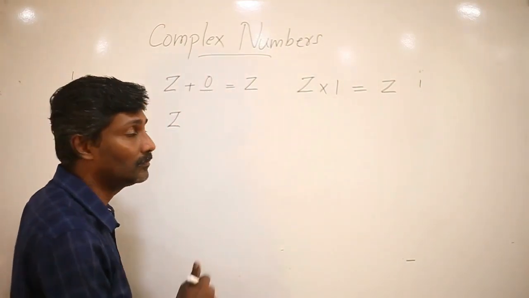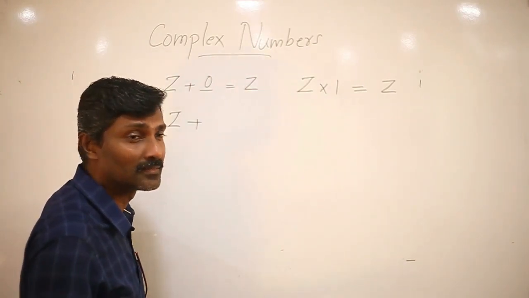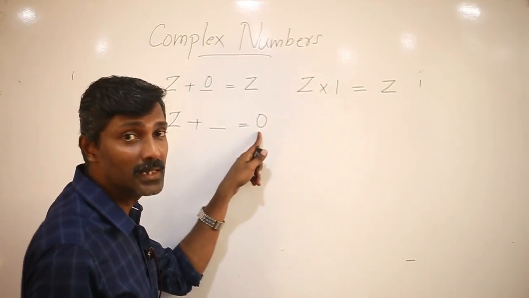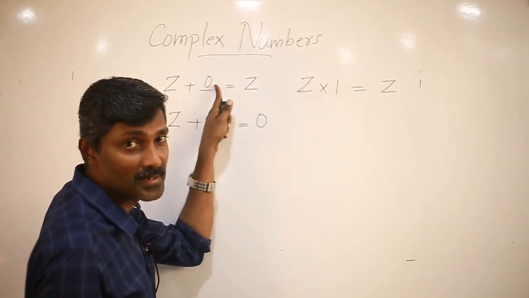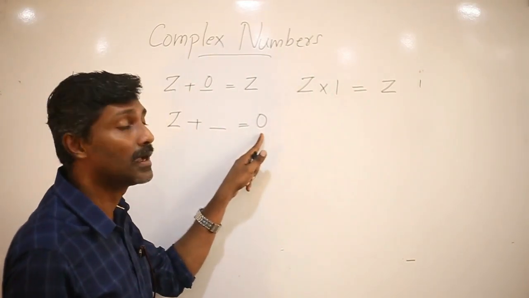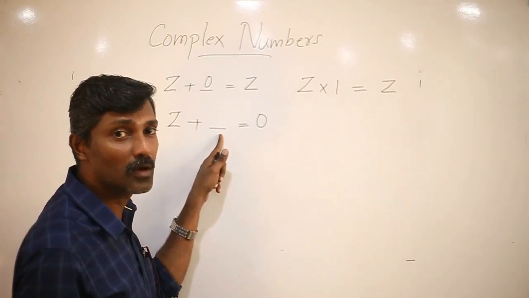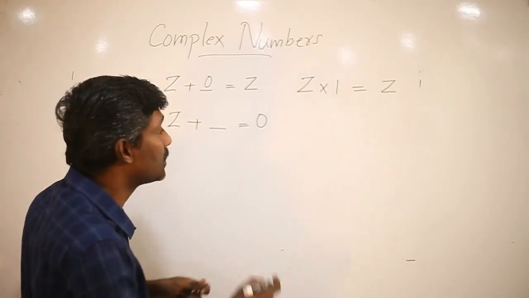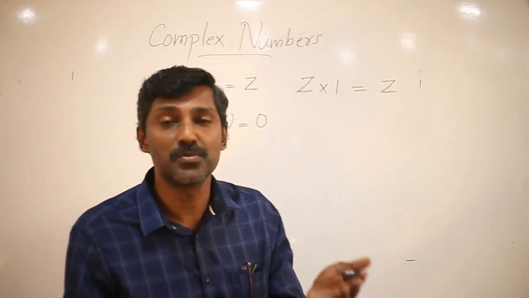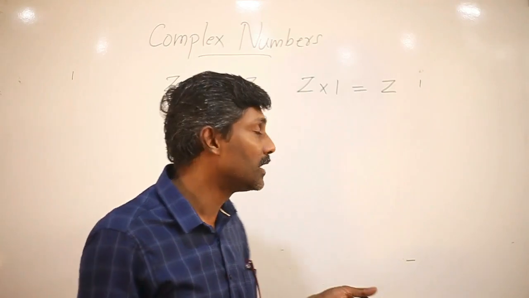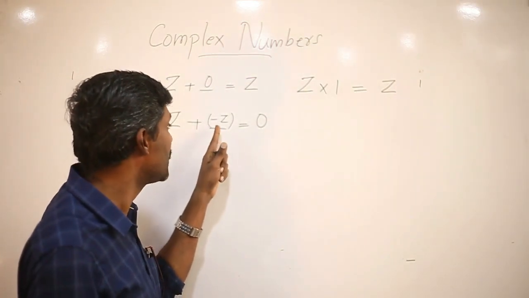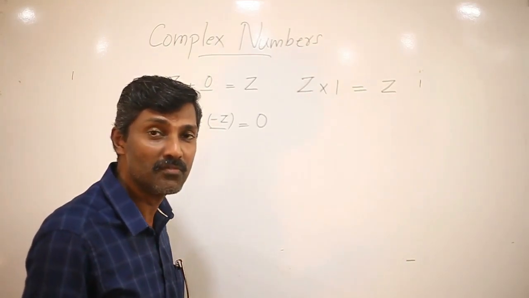Is it plus something that gives you 0, which is nothing but the additive identity. So which number when added to the complex number z gives the additive identity? That number is called the additive inverse, and that is nothing but minus of z. Right? 2 minus 2 is 0, 3 minus 3 is 0. Like that, z plus minus z will always give you 0. Minus z is the additive inverse of z.